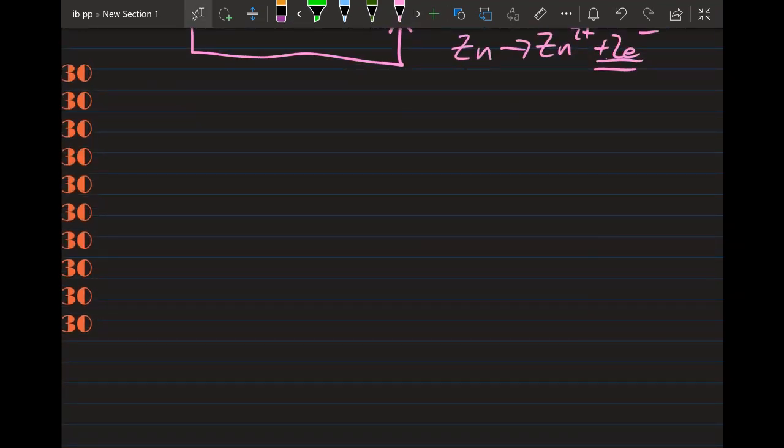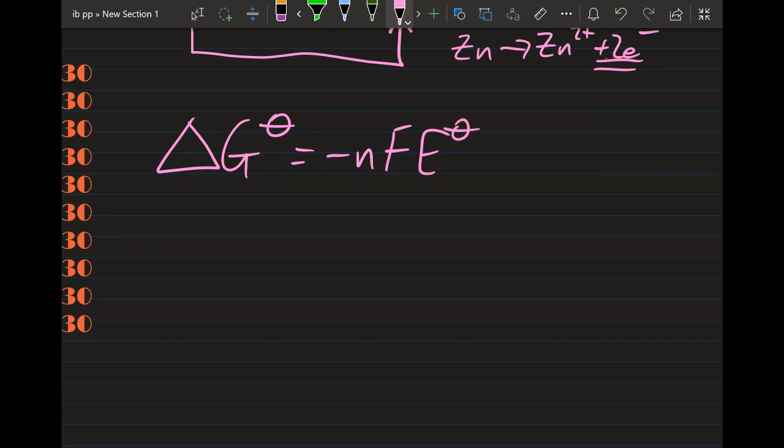30. Oh. It took me ages to make this video because it turned out a lot of the textbooks were wrong. 30. Hell's bells. Delta G theta equals minus nFE there. And it equals minus RT ln K, and that K, annoyingly, is Kc, the equilibrium constant.